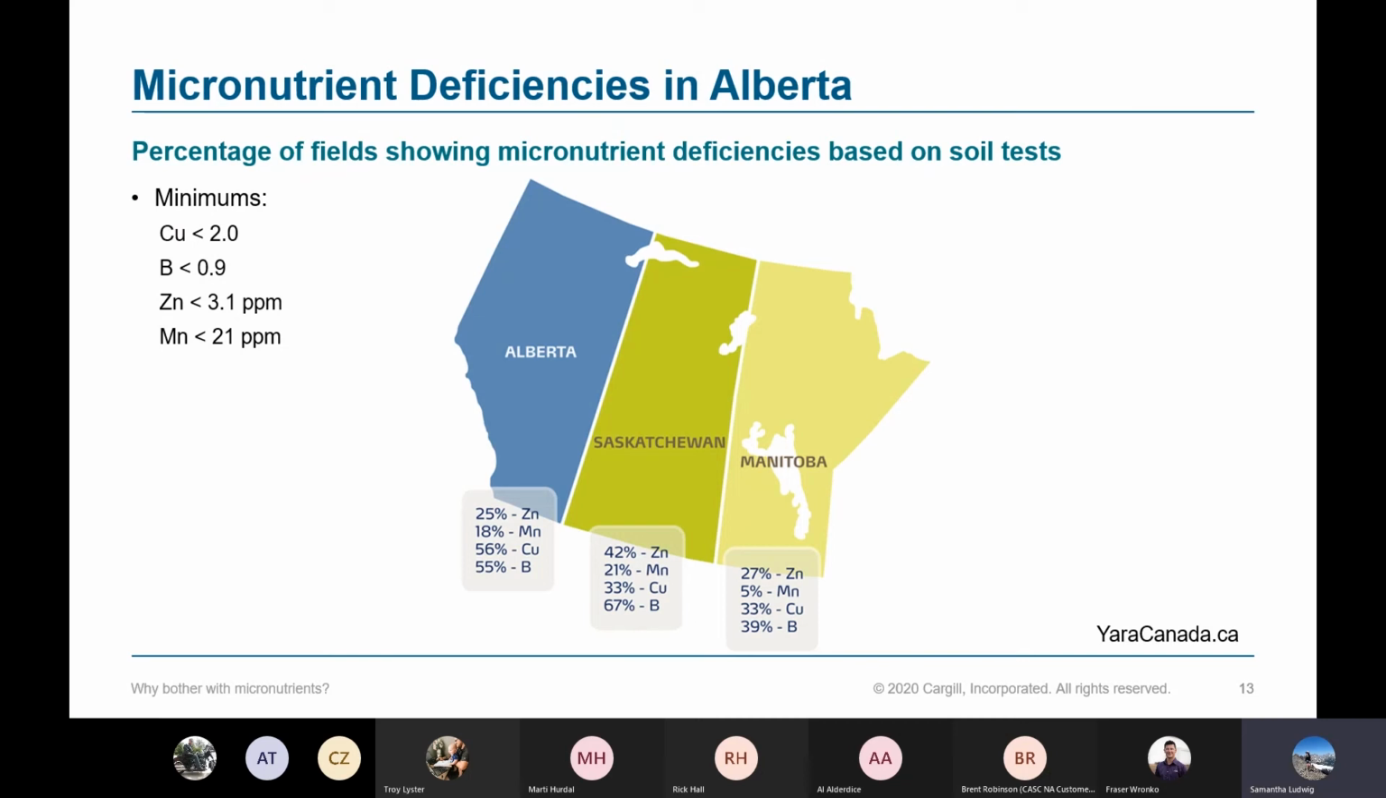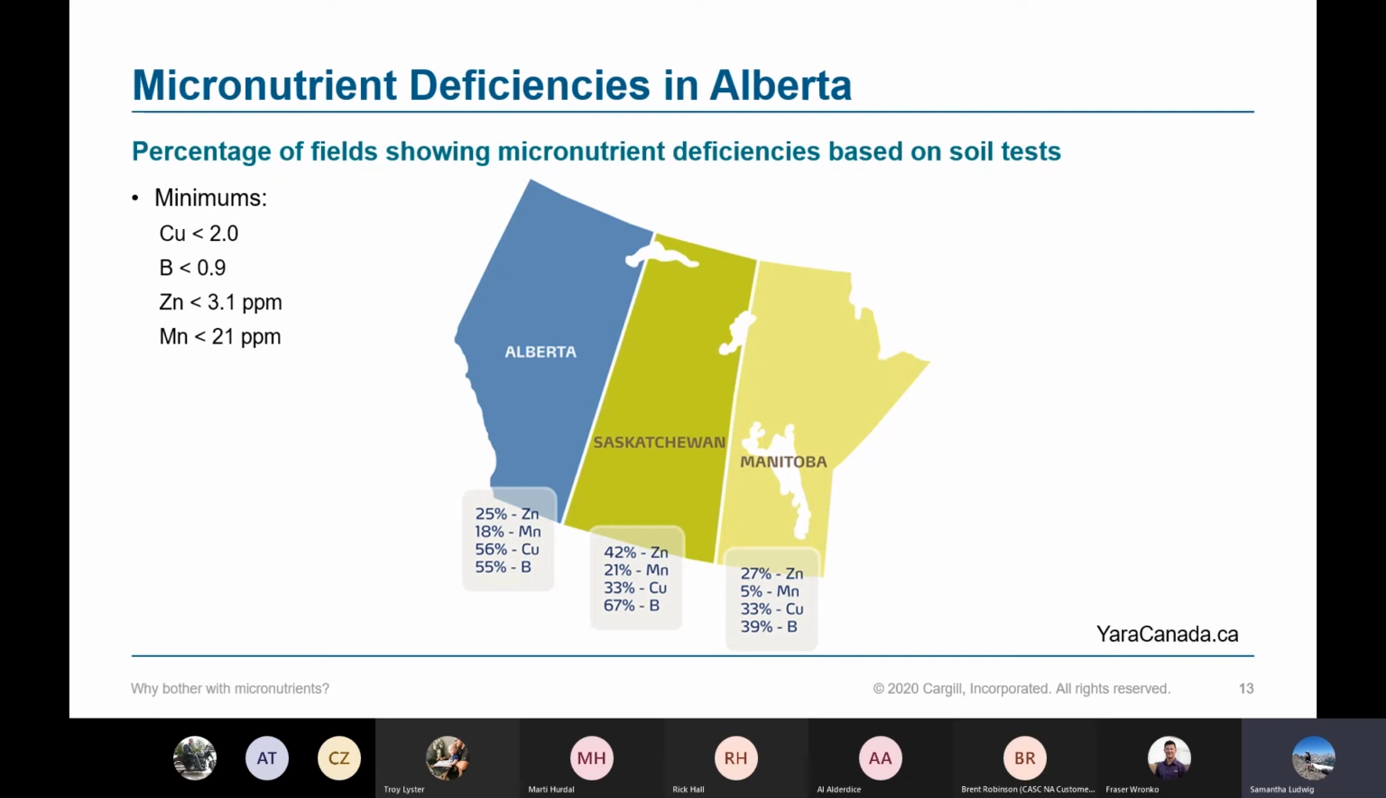Yara Canada has done a study of soil tests recently and published the data that they saw. So the percentage of fields showing micronutrient deficiencies based on soil tests in Alberta showed that copper, boron, zinc, and manganese are the most deficient micronutrients within our soil, with copper deficiencies being highest. However, this is based on the number of soil tests that were done, and we know that soil testing isn't done on every single field. And if you're not careful, there can be inconsistencies.